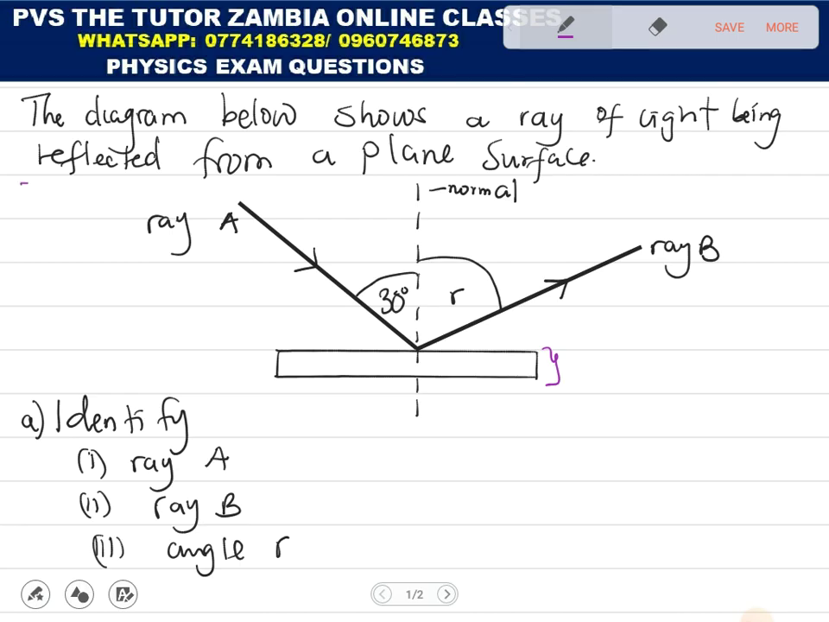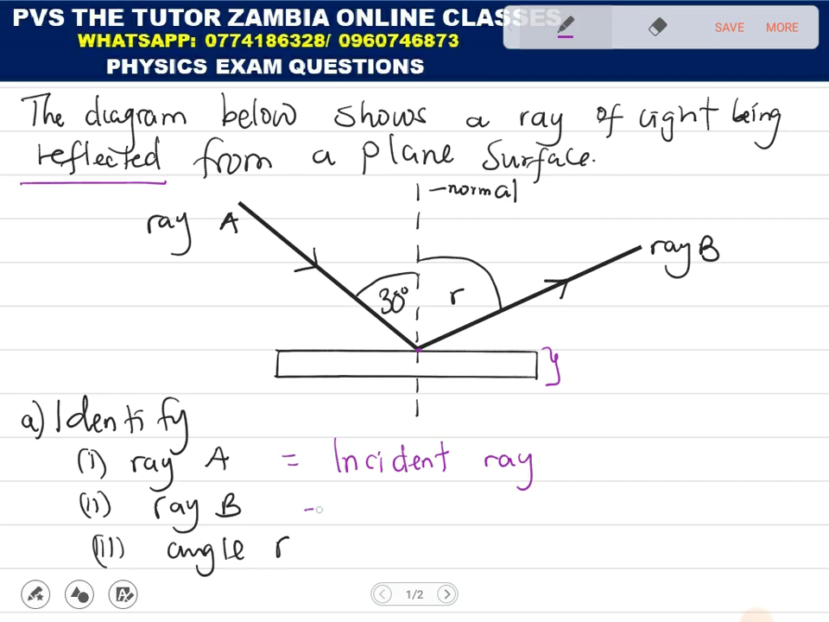Because the question is talking about reflection, we should be able to understand certain concepts that fall under reflection, such as the rays that are involved there, the angles that are involved there, the laws of reflection. So what is ray A? Now remember that this ray is going directly into the surface, so it's being incident on the surface. So this ray is called the incident ray, not the incidency, the incident ray.